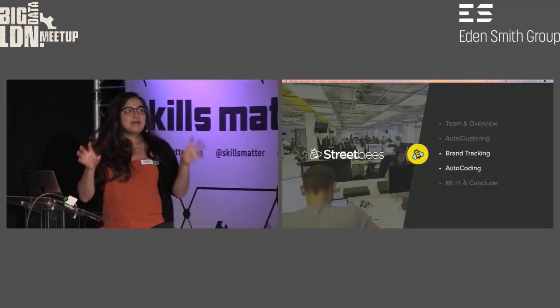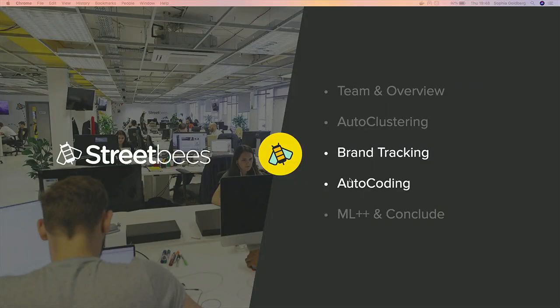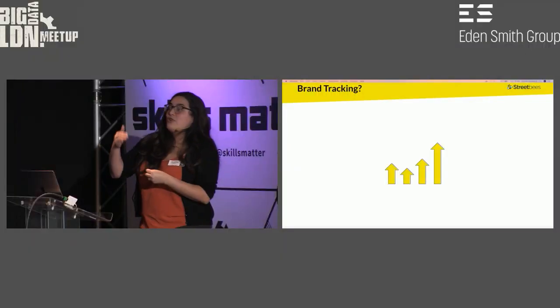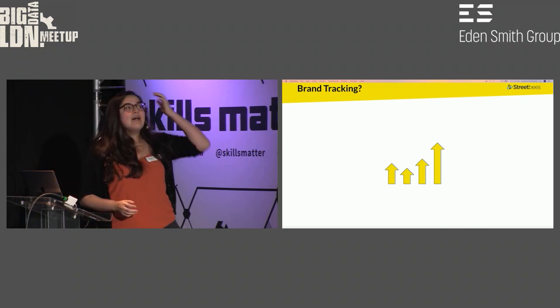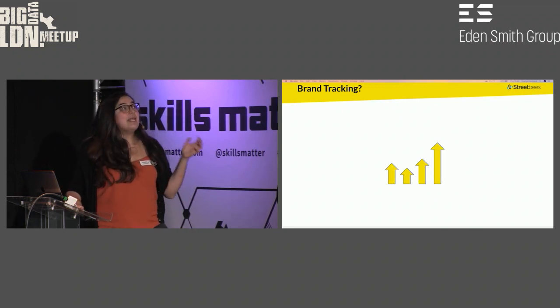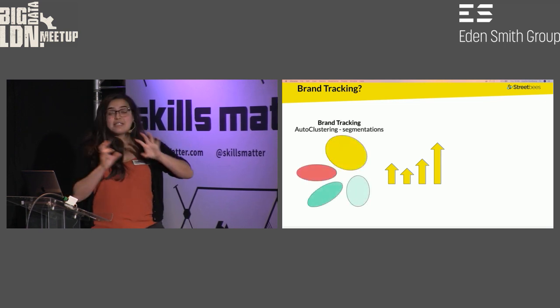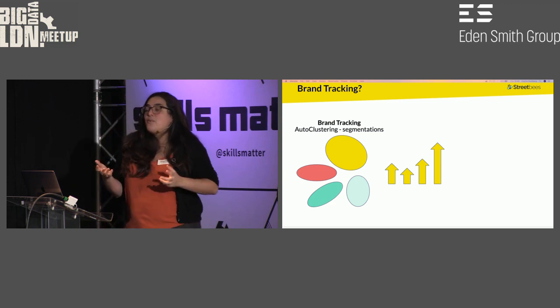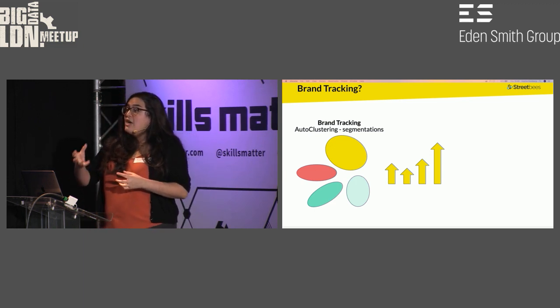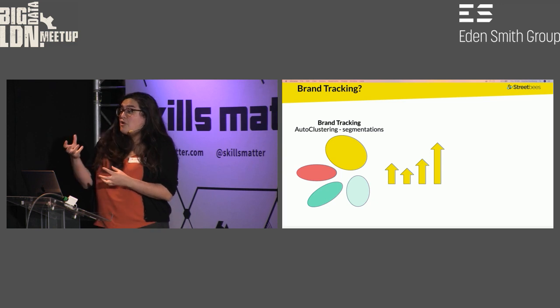So I'm now going to talk a little bit briefly about brand tracking and auto-coding. So let's start with brand tracking. What is brand tracking? If you remember from the beginning, I said that it's basically whenever you want to track how good your brand is in comparison to another brand within your category. Well, we came up with a technique that uses a combination of our auto-clustering, which I showed you previously. It's basically saying how well does your brand perform in the dominant occasions or dominant behavioral groups.